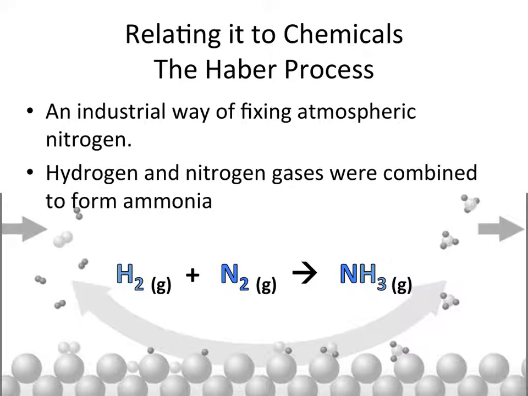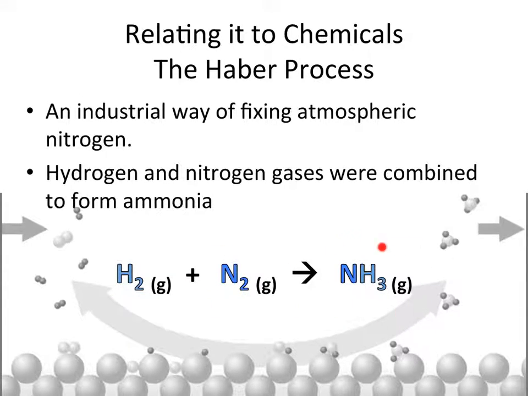So let's relate it to a chemical reaction, and this reaction is called the Haber process. This was invented by Fritz Haber, and it's used to make things like fertilizer and also used in explosive production. So it really was an industrial way of fixing atmospheric nitrogen, which is a very, very slow process in the environment. This allowed us to fix atmospheric nitrogen into ammonia. So what we did is that we combined hydrogen gas with nitrogen gas to create ammonia.